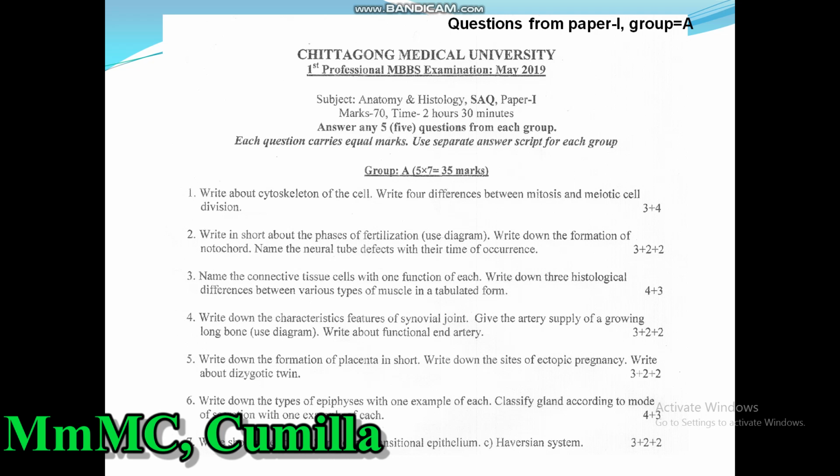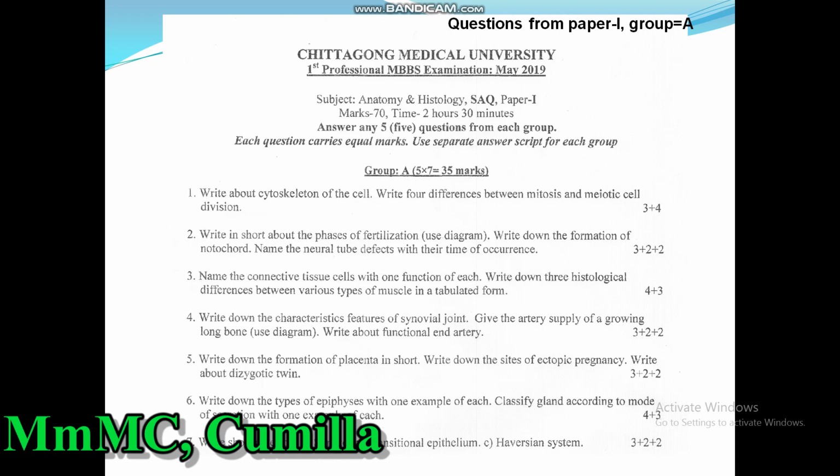So you have to know about that, and write down the sites of ectopic pregnancy. If the pregnancy does not continue normally, then some sites are there. It may take place at the ampulla of the fallopian tube, and it may take place in other parts of the fallopian tube and other sites of the uterus also. So you have to know that.